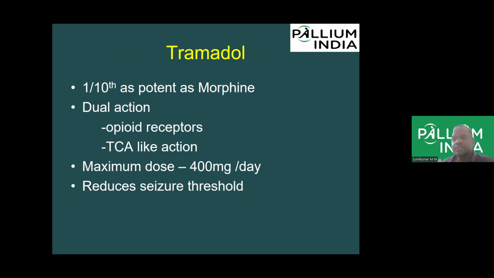And for this patient, tramadol reduces the seizure threshold. So this patient is already a non-epileptic. So if you give tramadol for this patient, there is a chance that you may precipitate a seizure. So never go above the recommended dose. And when you give intravenous tramadol, it should be given very slowly because it can precipitate seizure in some patients.